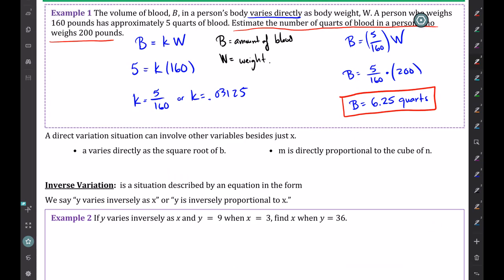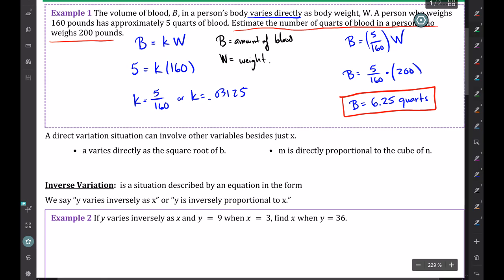Okay, it's also important to note that we could use other variables besides just y and x. So two more examples are the statement A varies directly as the square root of B. Well, if A varies directly to B, we would write A equals KB, but now we're saying A is directly varying with respect to the square root of B. So all you do is you plug in the square root of B there instead.